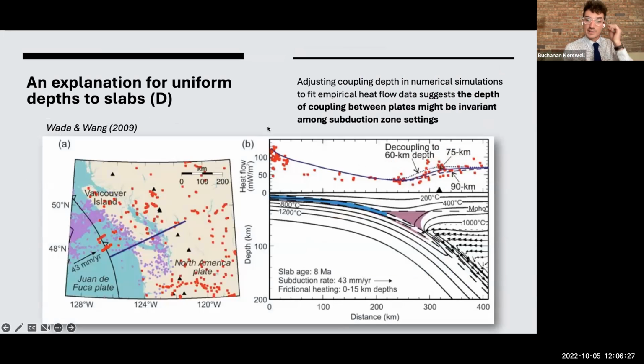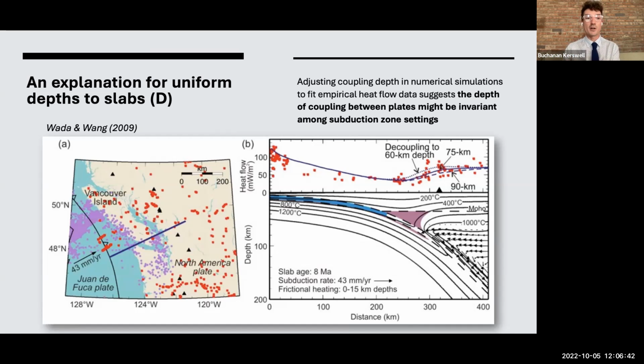So how do we explain this? How do we explain that some geodynamic features of subduction zones vary and are correlated with thermal parameter, and this one particular geodynamic feature is not correlated with thermal parameter?